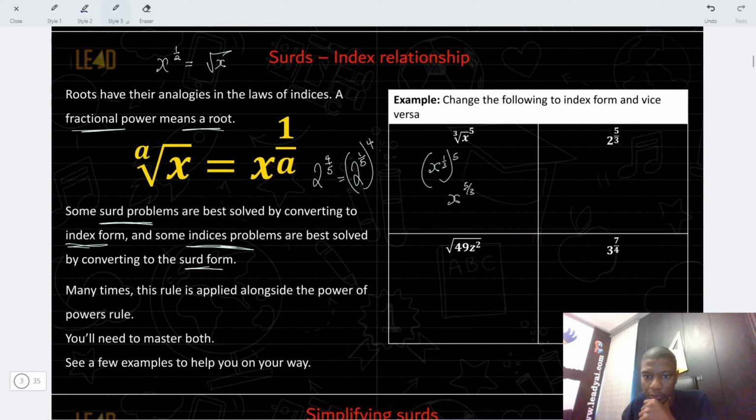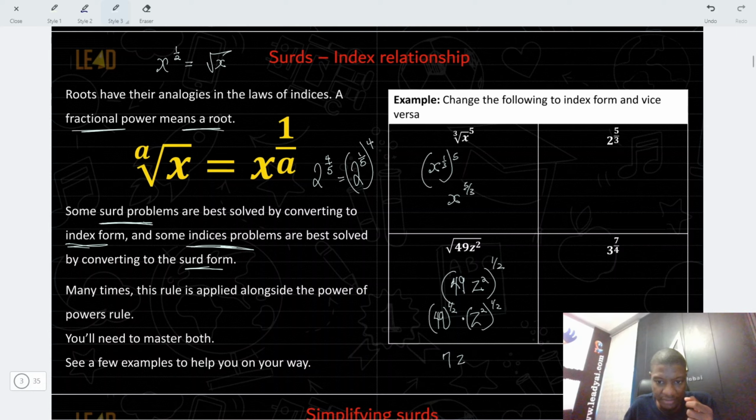Okay, so if I'm rewriting this, this guy inside will just be 49z squared raised to the power of half. But then you can spread out that half to have 49 raised to the power of half times z raised to the power of 2 raised to the power of half. So when you spread out the powers, you would have 7, because the square root of 49 is 7, and 7z, because 2 times half is 1, so 7z basically.